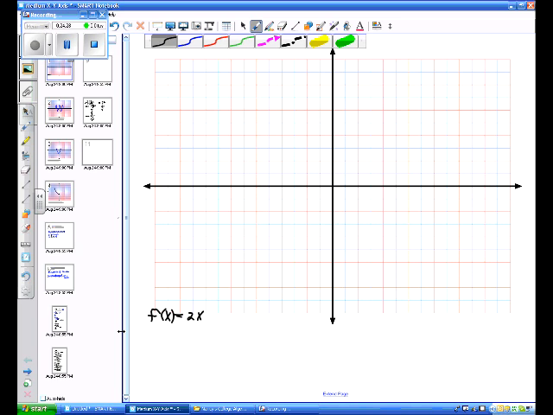And let's say that we're going to make a table. For our x's, we're going to go from negative 2 to positive 2. So we'll have negative 2, negative 1, 0, 1, and 2.